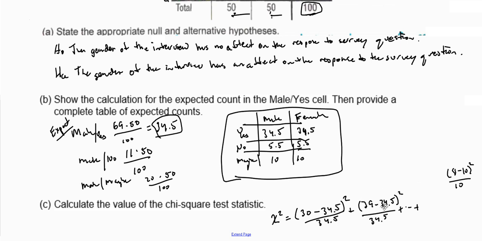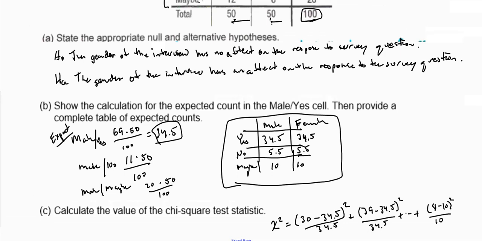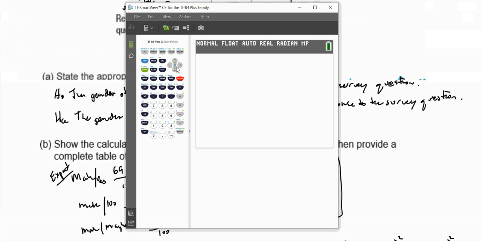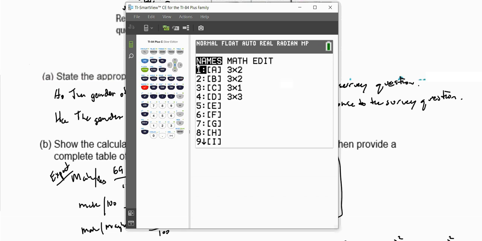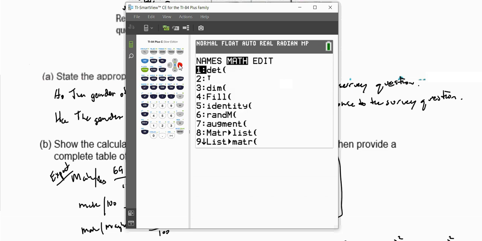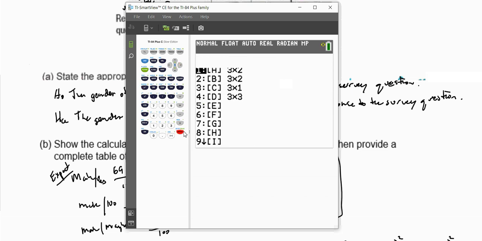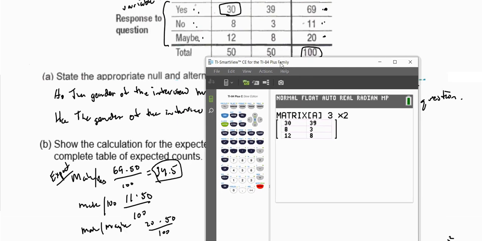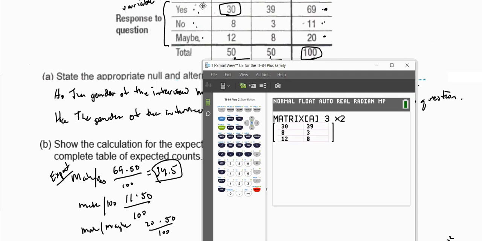So what we're going to do here is, if you take out your calculator, we can actually import all this data into matrices. And this is what you want to do. If you go to second matrix, and we're going to go to edit, and we're going to matrix A. Matrix A is going to be my observed values. So my observed values right here, and I just punched those in here. So I have a 3 by 2 matrix. I have 30, 39, 8, 3, 12, and 8.